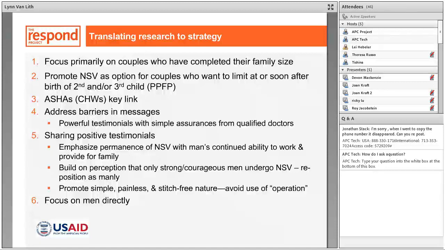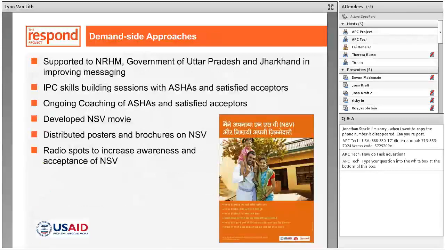And finally, focusing on men directly, we wanted to do this explicitly because, as I mentioned, family planning messaging is so largely focused on targeting women. We wanted to explicitly target men as well as women. So on the next slide, here are some of the demand-side approaches in terms of supporting the government in both Uttar Pradesh and Jharkhand in improving messages.